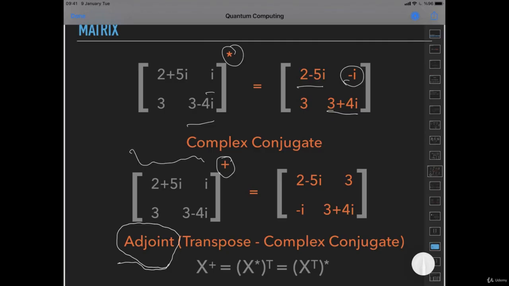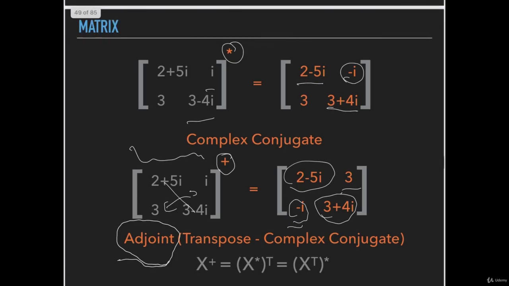So beware over here, I just drew a diagonal and I switched the 3 and i with each other, and then I changed i to be minus i because I'm taking the complex conjugate of it, and then I changed the sign of these two together in order to find the adjoint of that matrix. So if you see X or A or any matrix with a dagger sign, it means that either you're going to take the transpose and then the complex conjugate, or you're going to take the complex conjugate and then the transpose of it. Hence the final line over here.